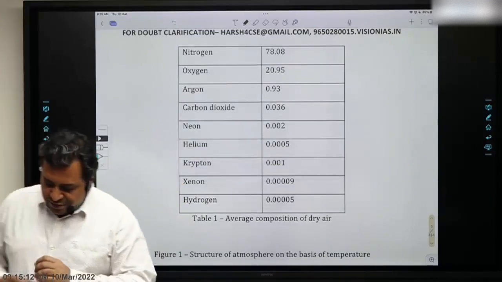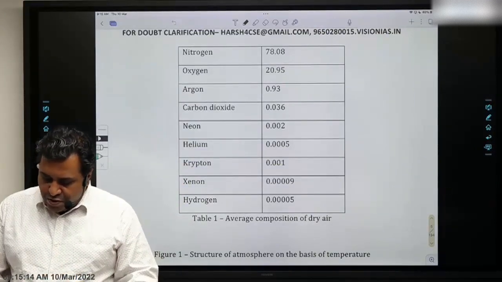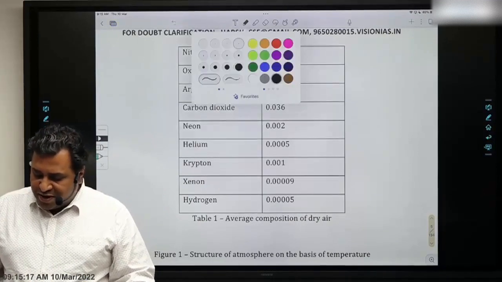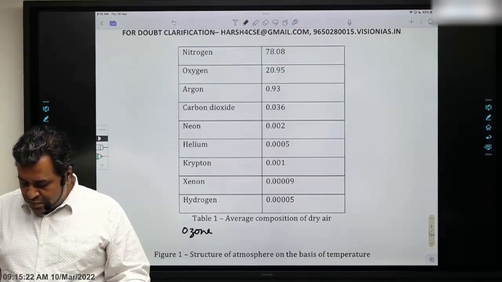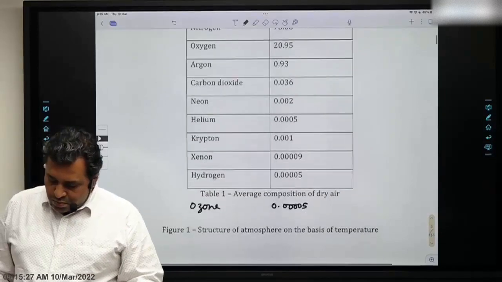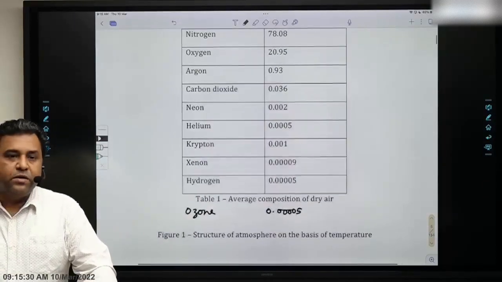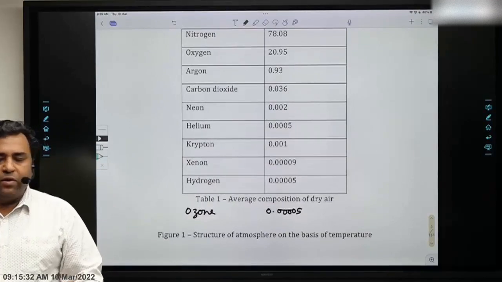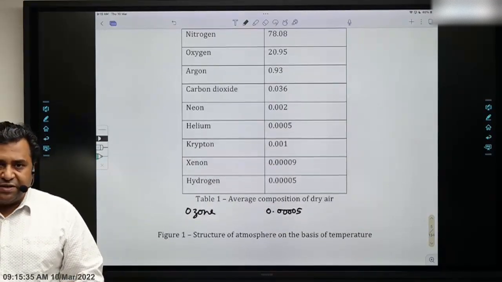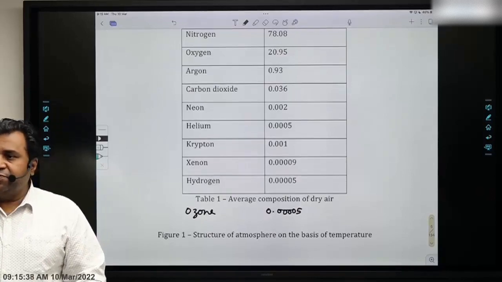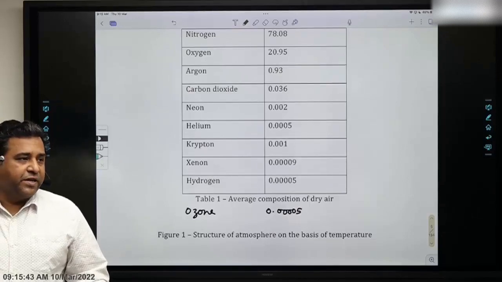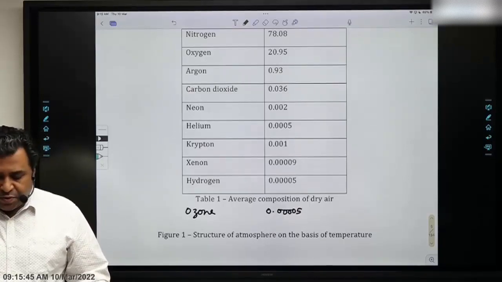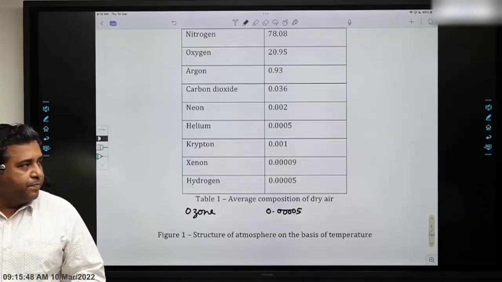Which I would like you to write down also. Maybe write it somewhere in your copy. The composition of Earth's atmosphere. Write it down if you feel like, because they can ask you this question: which gases are there in the atmosphere except for nitrogen and oxygen? So except for nitrogen and oxygen, you should know which ones are there, and what is their sequence in terms of their proportion and quantity.